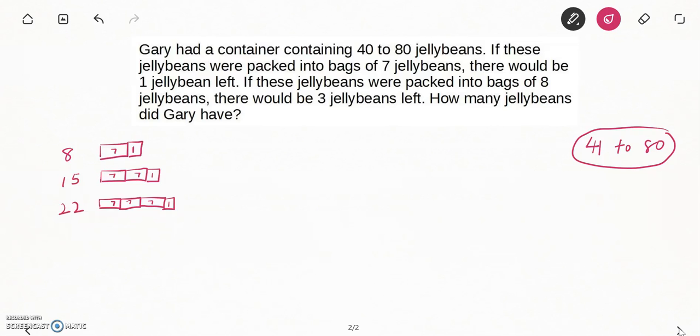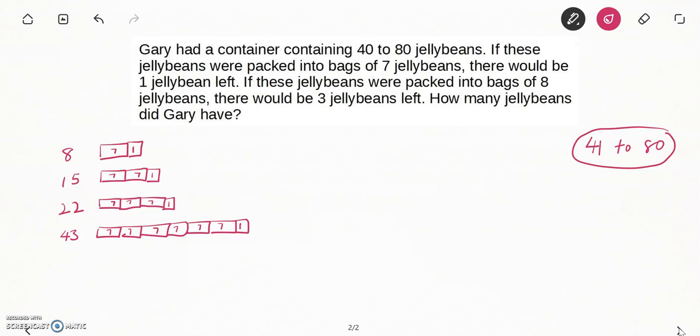So the number would most probably be like 6 times 7. Okay, which is 6 groups of 7: 1, 2, 3, 4, 5, 6 groups of 7. All these are 7. And then we have 1 jelly bean left. So 6 times 7 is 42, plus 1 will give you 43. So this is one possibility.